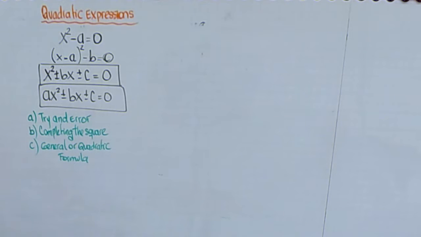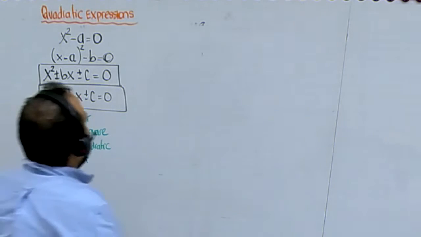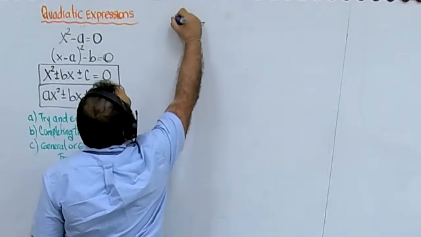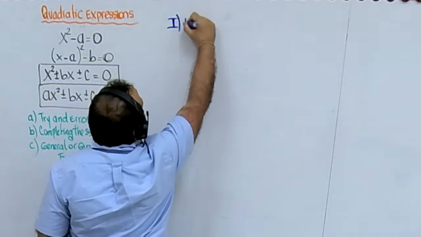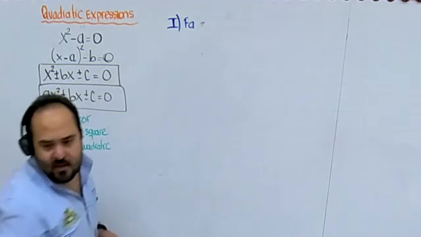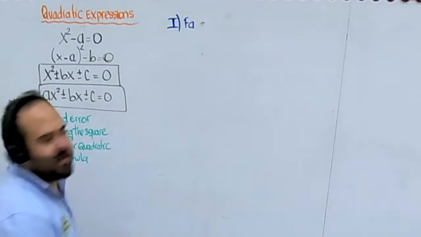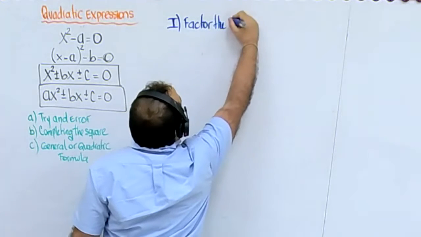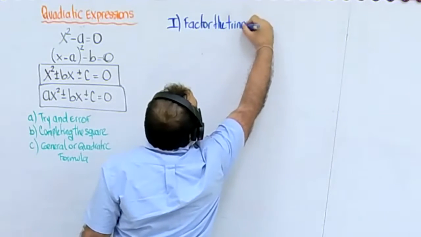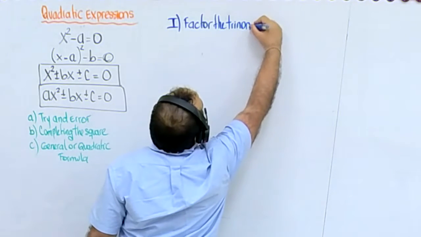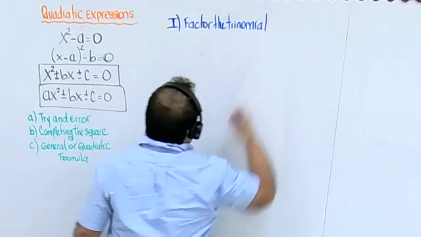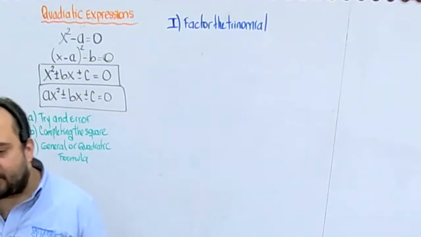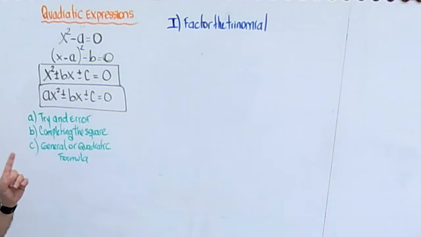All right, I'm going to copy the instruction. The instruction number one, or the problem examples. Factorize or factor the trinomial. If you see, at the beginning the problem says trinomial. Why are we saying the trinomial?